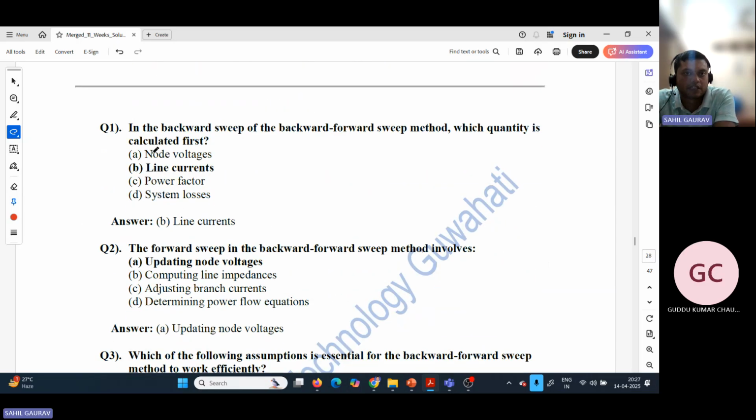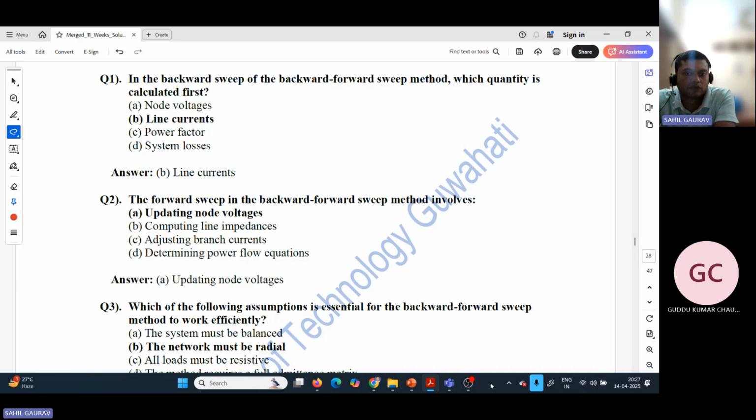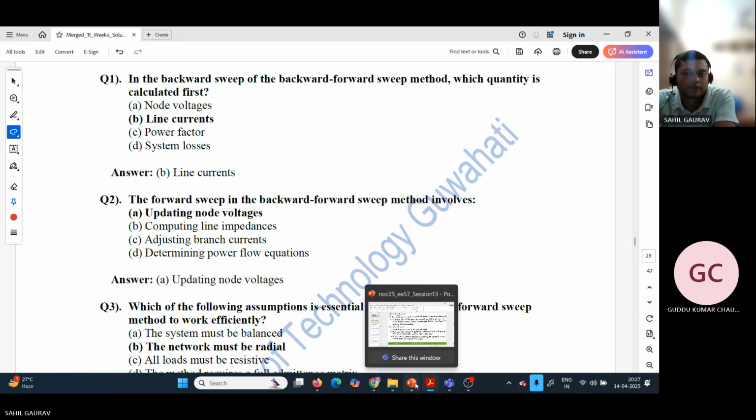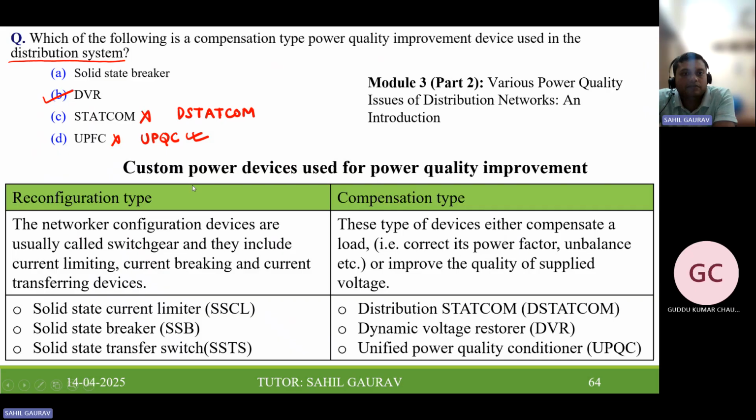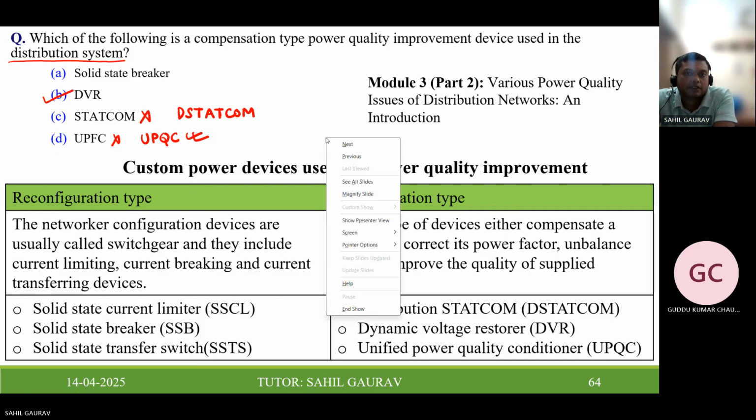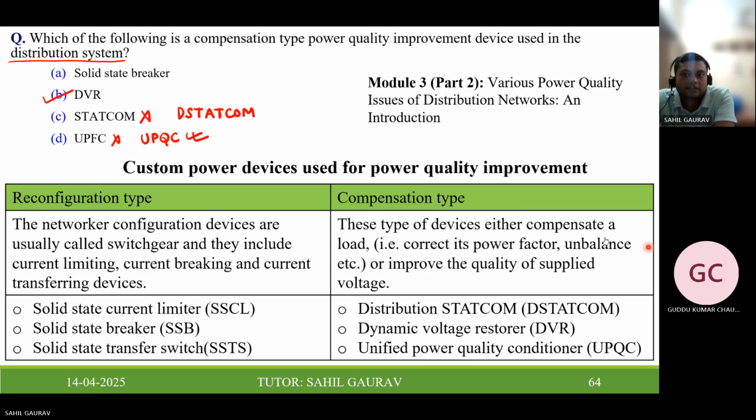Next comes our load flow solution for the distribution system. Now we can see various power quality issues in power distribution networks. Custom power devices are used for power quality improvement. They are of two types: reconfiguration type and compensation type.